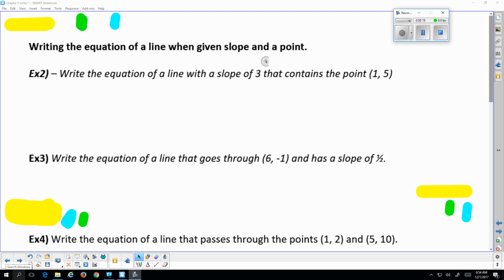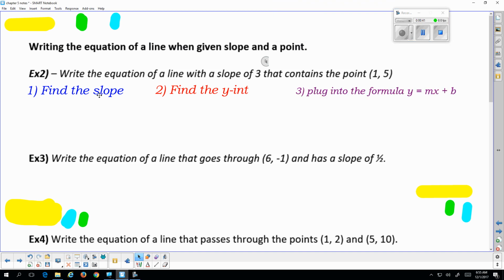So, the steps we're going to do to write the equation of a line: first you need to find the slope, then you need to find the y-intercept, then you plug it into the formula y equals mx plus b.